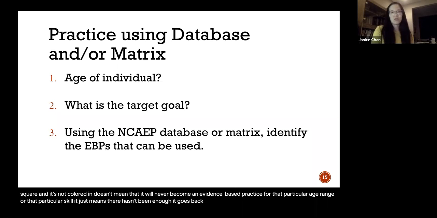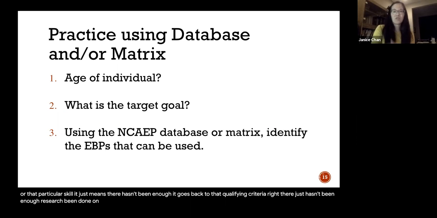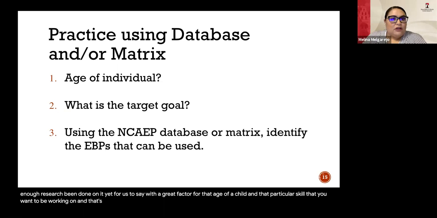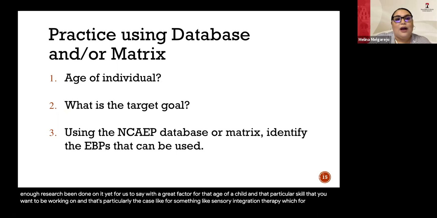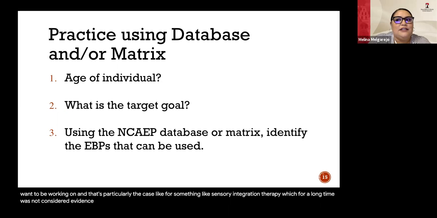It goes back to that qualifying criteria, right? There just hasn't been enough research done on it yet for us to say with a great deal of confidence, yes, this is going to be effective for that age of a child and that particular skill that you want to be working on. And that's particularly the case for something like sensory integration therapy, which for a long time was not considered evidence-based, but a lot of people use. And then this year it is now officially an evidence-based practice. And same thing with music-mediated interventions.